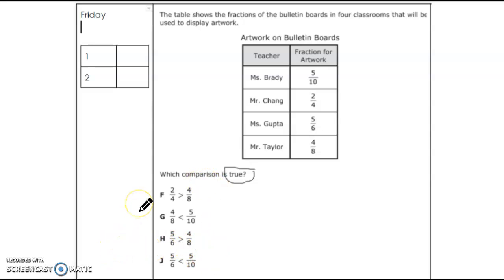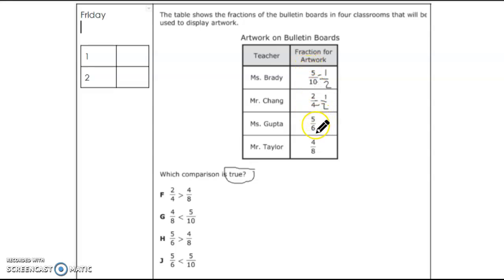Now, remember, we can compare things to 1/2. So which of these fractions are equal to 1/2? Well, let's go through. The denominator for Mrs. Brady is 10. What's half of 10? 5. So 5/10 is equal to 1/2. Now let's look at Mr. Chang. The denominator is 4. What's half of 4? 2. So Mr. Chang's artwork is also equal to 1/2.